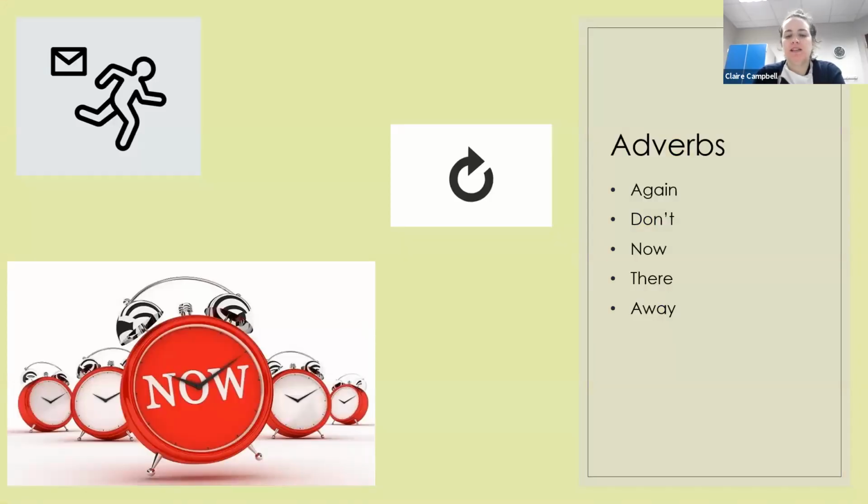Adverbs, I know, makes us all think we've got to reach back a little bit further in our brain for what was an adverb and how do we use those. But our adverbs tell how we're doing something or the timing on something. Again, don't, now, there, away. And these words have a ton of power.